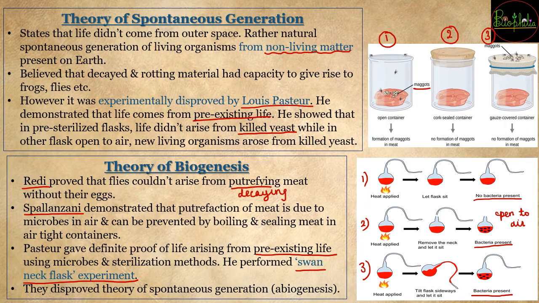So what did he understand? That if bacteria have to come into it, it should be open to air, and it is coming from pre-existing life. But that disproved spontaneous generation, that is, life coming from non-living matter. This was disapproved, but still how life originated, it could not tell.